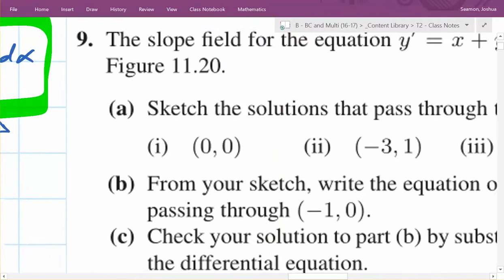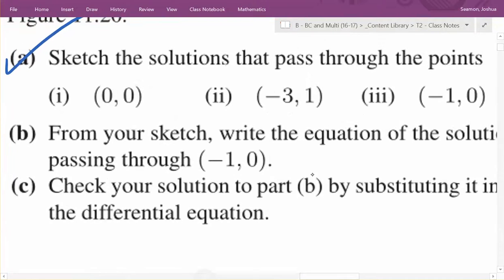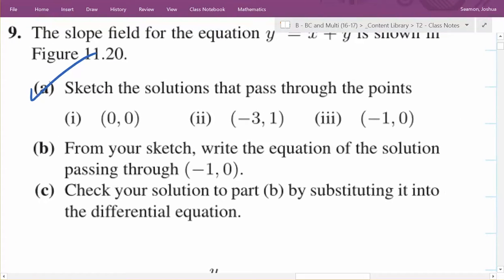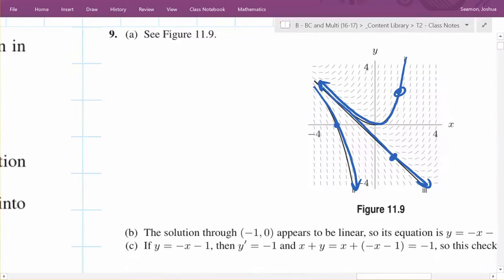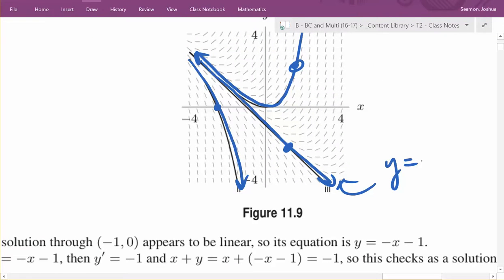So these questions are important. Sketching you will almost certainly have to do. It's really common on the BC exam. From your sketch, write the equation. Anybody come up with the equation for B? It's right there in front of you. Y equals negative x. Negative x what? Minus 1. Yeah, that's it.